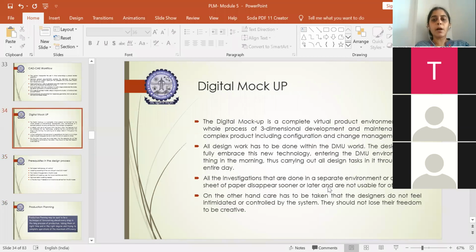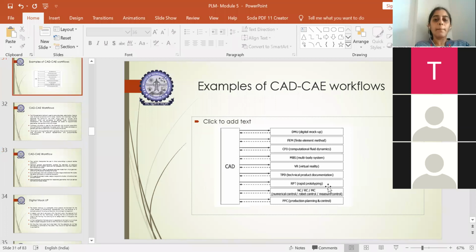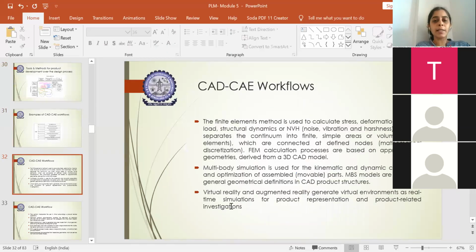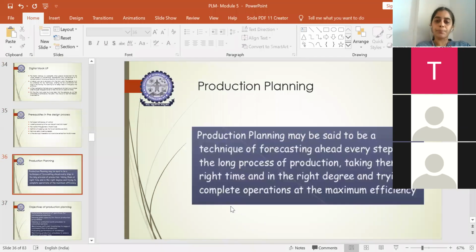So this is about the digital mockup and how the tools and methodology used in the virtual environment are embedded into our actual product lifecycle management right from the design process. And we explained that with an example also. And then you have a particular part in your syllabus related to production planning.